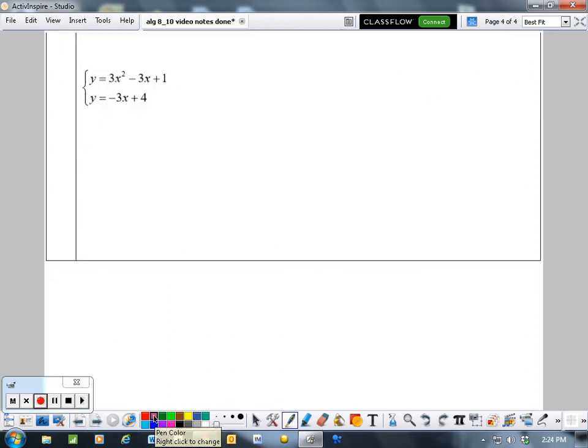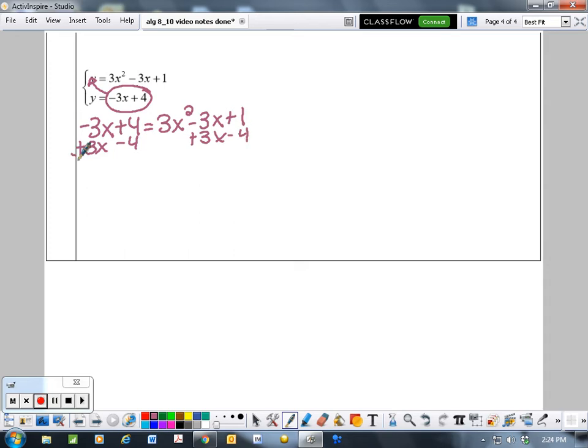Okay, so in our next one, same idea. Since y is equal to this, we're going to put that in that y spot right here. So we're going to get negative 3x plus 4 equals 3x squared minus 3x plus 1. I'm going to move everything to the right-hand side, so I'm going to add 3x and minus 4. So this becomes 0. So I get 3x squared plus no x minus 3, which simplifies down into 3x squared minus 3.